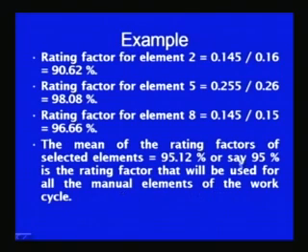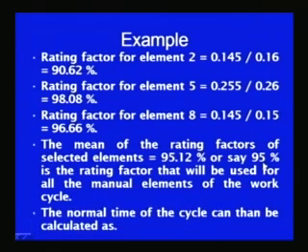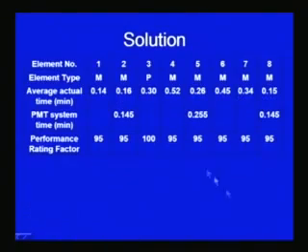So, it is assumed that 95% is the rating factor at which the operator will be working when doing the other manually controlled elements also. The normal time of the cycle can then be calculated as given below. This table shows the element number, its type, the actually observed time and the performance rating factor which has been allotted.